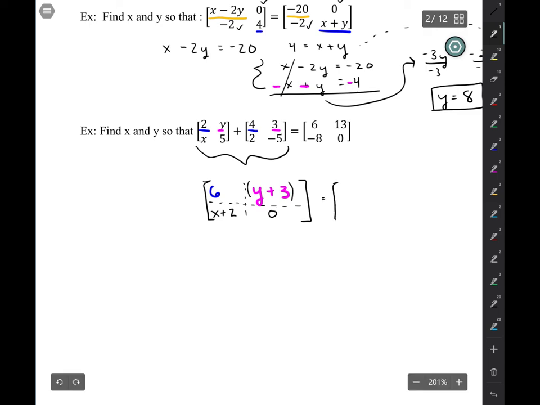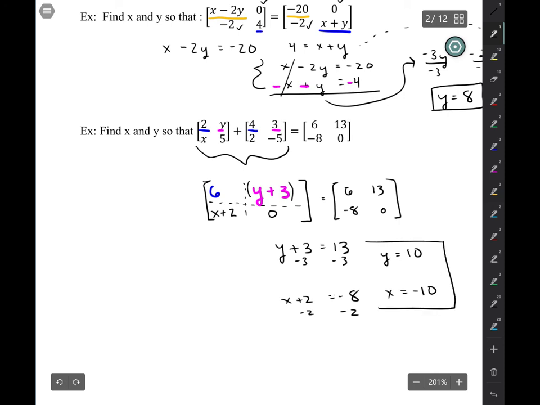Okay, so now we can see a little more clearly what we need to make equal to one another. 6's are good, the 0's are good, so we have y plus 3 equals 13, and we have x plus 2 equals negative 8. Some pretty easy equations. Y is 10, and x is negative 10. Boom, boom, boom, boom.